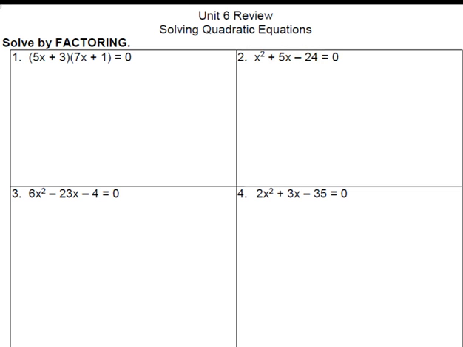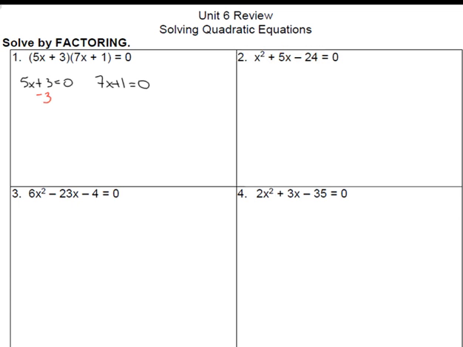We have our Unit 6 review over solving quadratic equations. Our first couple of problems deal with solving by factoring. Problem number 1 is already factored for us, so we simply take each factor, the 5x plus 3, and set it equal to 0, and the 7x plus 1, and set it equal to 0. And now we solve each of these equations independently.